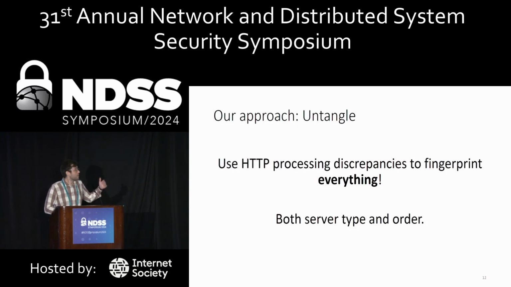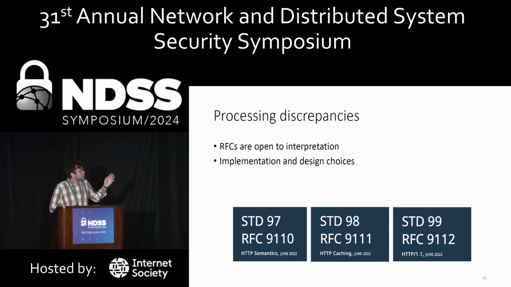To solve this, our approach is Untangle. We use HTTP processing discrepancies to fingerprint literally everything. We fingerprint them both in their type and order. You might ask why these processing discrepancies are there. Web server implementers, while implementing their servers, look at the RFCs, and RFCs are open to interpretation. They make implementation and design choices, and they end up with different versions of these web servers.